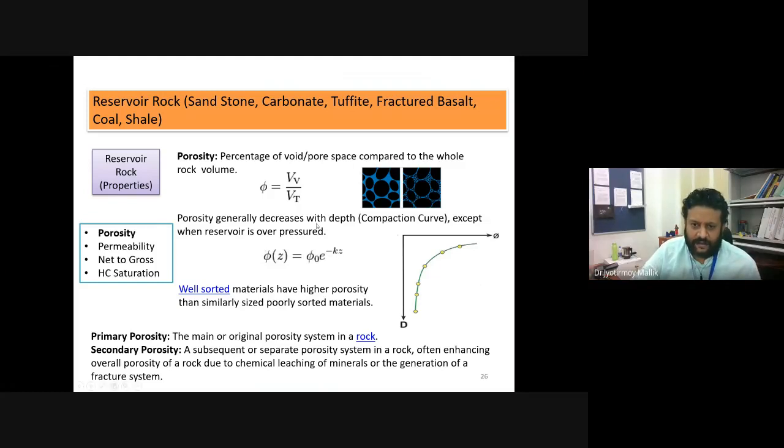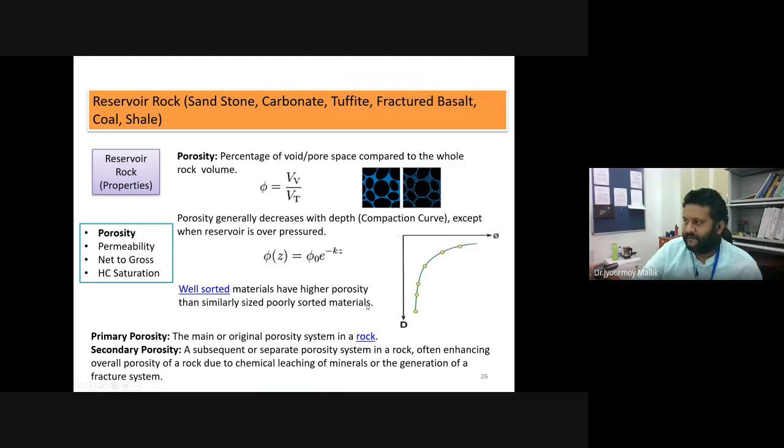Okay. Now this typical curve is called the compaction curve. So it says that the porosity is maximum at the surface. Porosity decreases with depth, but after a certain depth, you generally observe that it doesn't change any value. Now, well sorted material has higher porosity than similarly sized poorly sorted material.